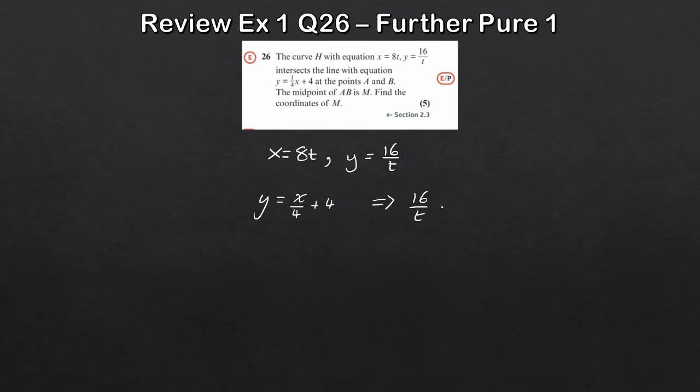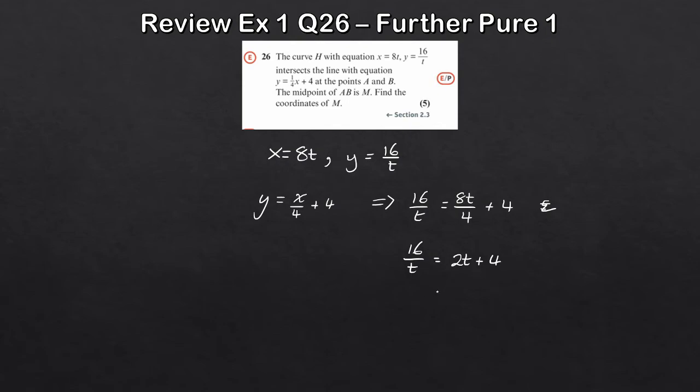16 over t is equal to 8t over 4 plus 4. Okay, we can simplify here, so I'll do it underneath: 16 over t equals 2t plus 4. At this point, I'm going to multiply through by t. What we're expecting to obtain here is a quadratic in terms of t. We can then solve that for two values of t, and that's going to give us the points A and B here.